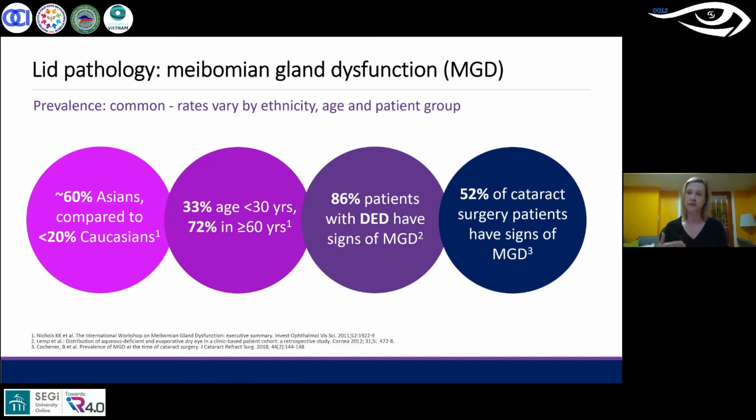So if the ocular surface is compromised, the tear film is compromised, then vision, comfort and dry eye symptoms can be worse after surgery than would otherwise be the case. So it's worth looking out for, and potentially treating ahead of time, any Meibomian gland dysfunction you might see in that cataract group of patients as well.